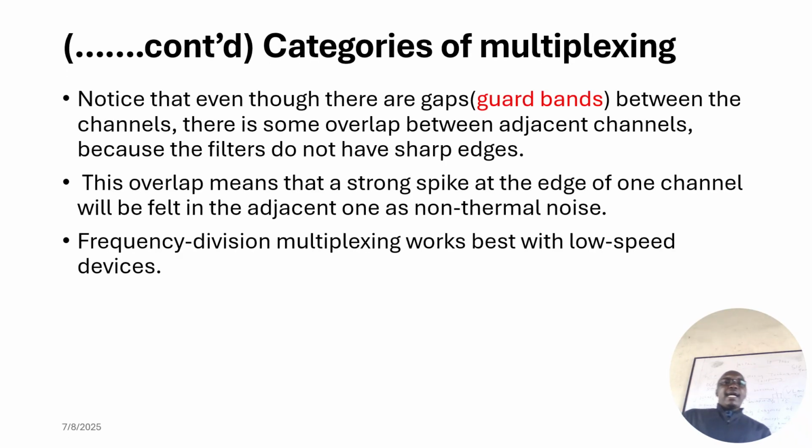Notice that even though there are gaps, guard bands, between the channels, there is some overlap between adjacent channels because the filters do not have sharp edges. This overlap means that a strong spike at the edge of one channel will be felt in the adjacent one as non-thermal noise. Frequency division works best in low-speed devices.